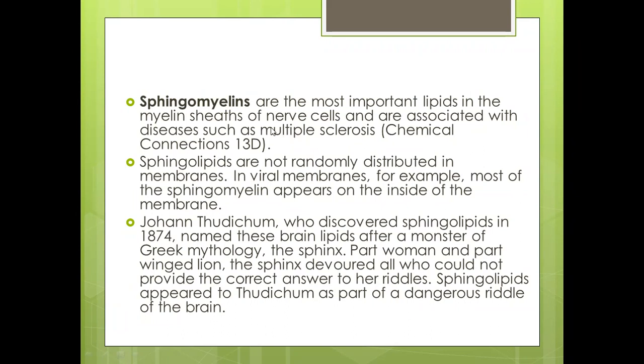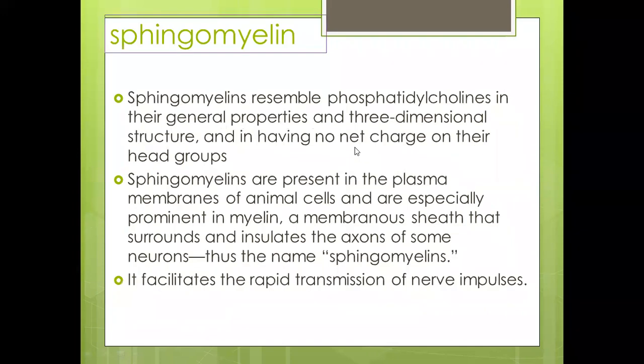So sphingomyelin is part of the important lipid sheaths of nerve cells, so any defect on that would lead to multiple sclerosis. The sphingomyelins resemble phosphatidylcholine in their general structures. That's what we have already said earlier. We have shown on the structure the difference between sphingomyelins and phosphatidylcholine, like lecithin.